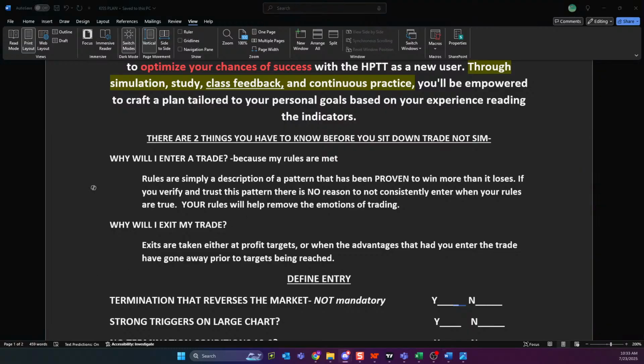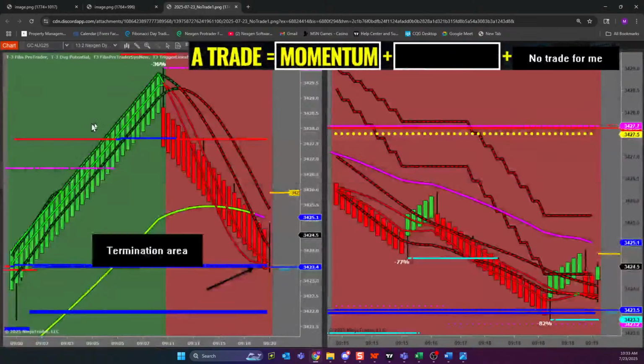Miss Kathy, let's see what you did. You had momentum, no clear path, no trade for you. I love that you put this on your chart. Are you finding that helpful?